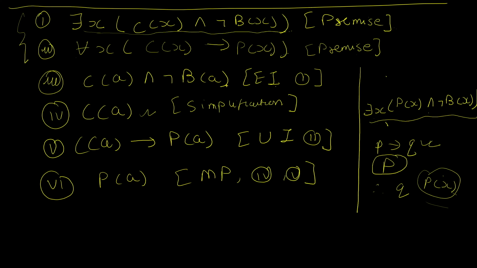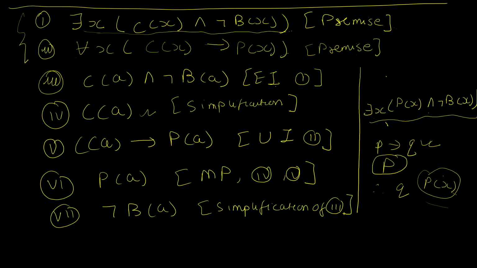And it seems like I also need not BA because that is a part of my final expression. So let me also infer that. I can infer not BA. It is the same thing, simplification. And we can see here that we need Px and not Bx. I have PA here, not BA here, and both of these are individually true. Therefore, I can take their conjunction. So this is the conjunction rule.